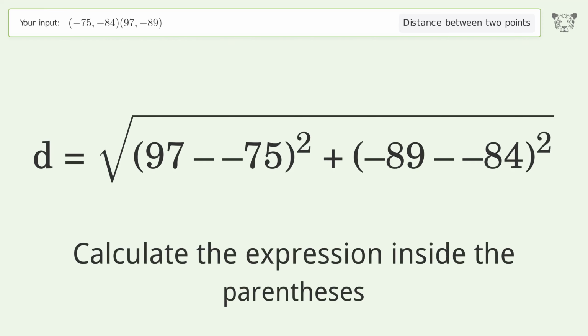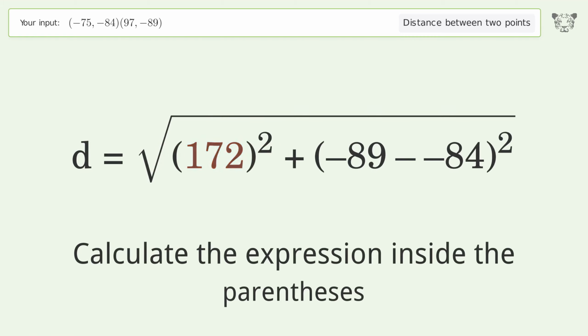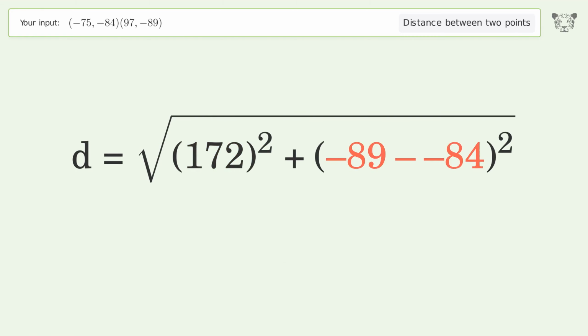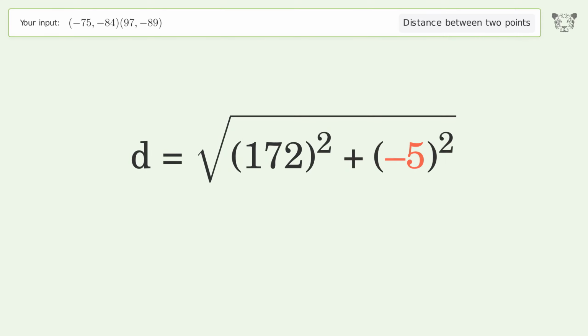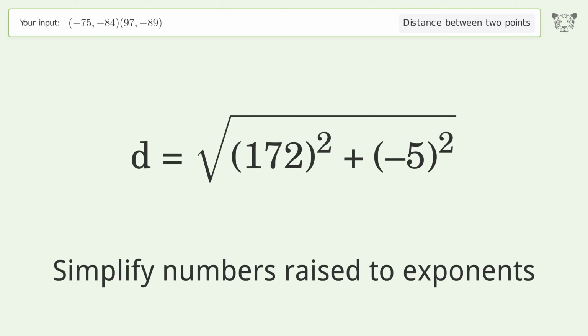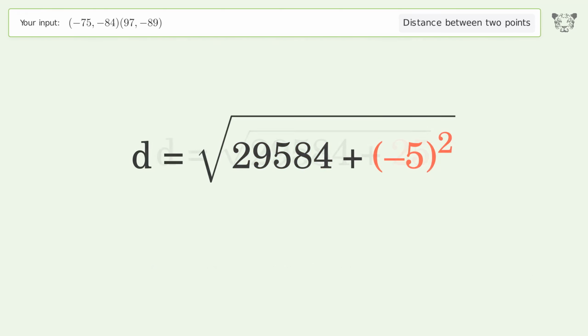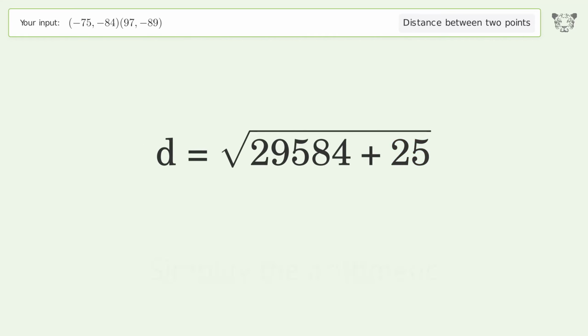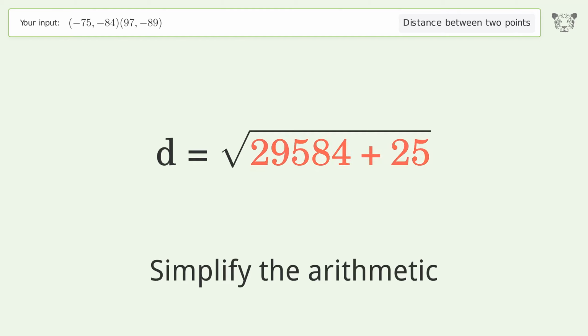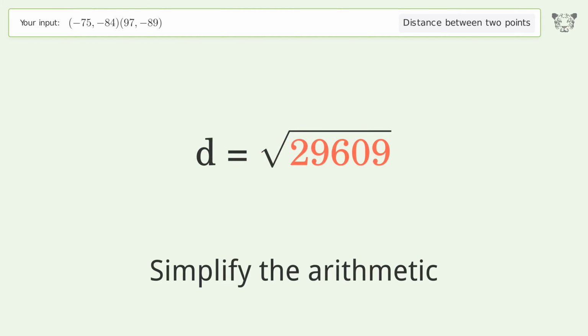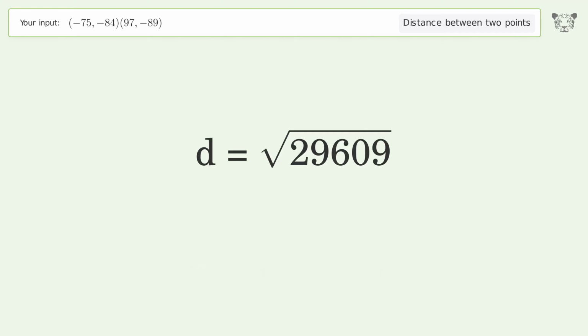Calculate the expression inside the parentheses. Simplify numbers raised to exponents. Simplify the arithmetic. And so the distance between the 2 points is the square root of 29,609, or 172.073.